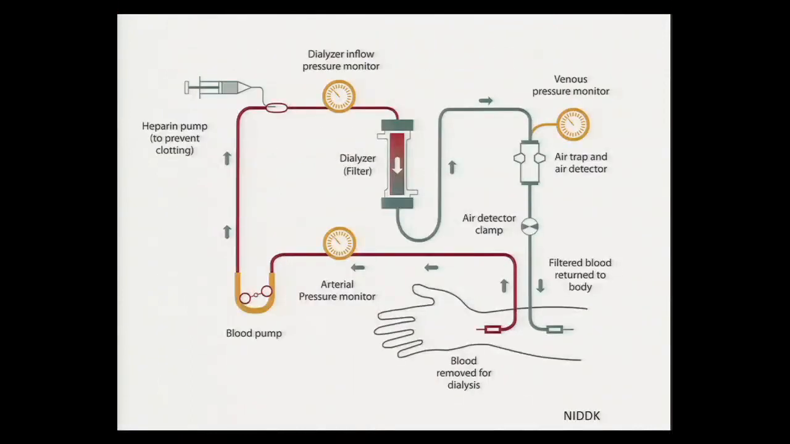So just a brief diagram of the hemodialysis circuit. You have the arterial needle and arterial line. This is a fistula or graft. There's an arterial pressure monitor. There's a pump that pumps the blood through the circuit. There's the dialyzer, where all the solute and ion exchange takes place and the fluid is removed. And it goes back to the venous line and the blood is returned through the fistula or graft.